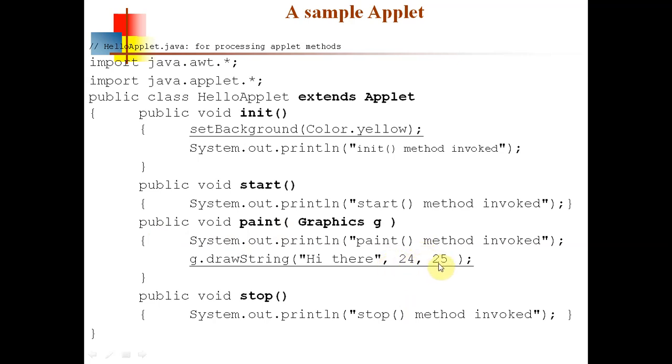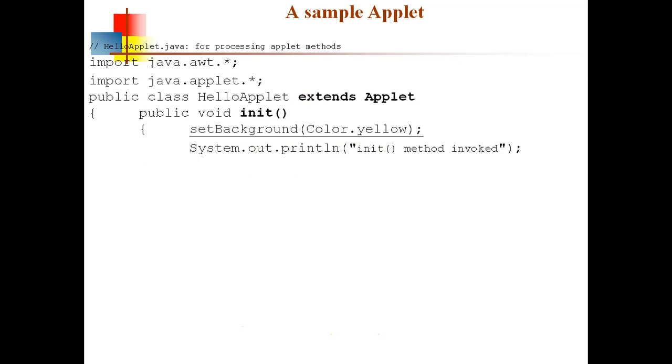So at the 24, 25 position we will print "hi there" with g.draw string. It will draw this message, and finally we have the stop function, through which the stop method is invoked. So accordingly you can see all the functions in sequence. They will be started and their messages will be displayed on the screen.